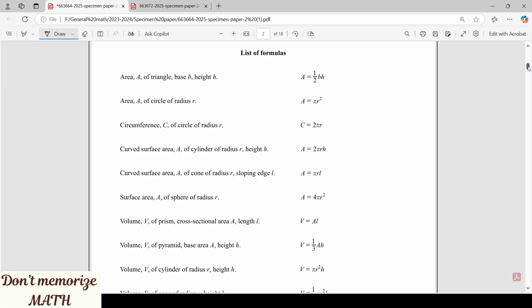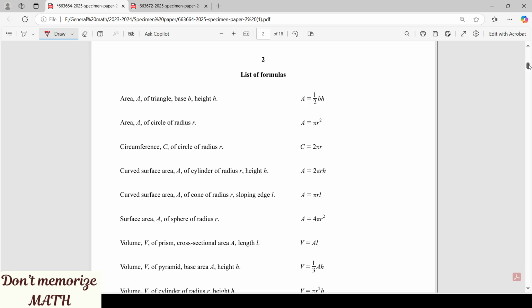On the second page, you will have a list of formulas. So always make sure you are practicing the questions by using this formula sheet. Only these formulas will be provided for your exams.